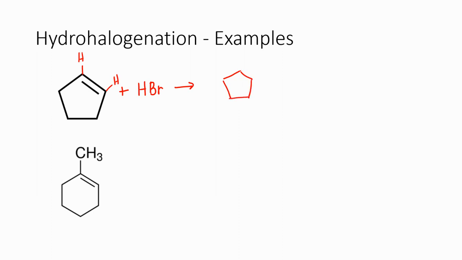And so in our product, one carbon will have two hydrogens, and the other will have that bromine added to it. So we just add bromine on one side of the double bond. Or it's simpler, potentially, to just draw it like that.